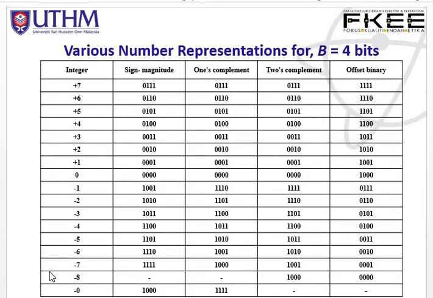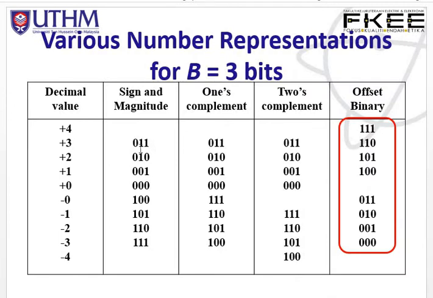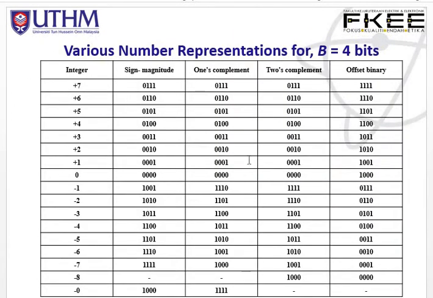Okay, after that, now we look at the various number representations for binary. How many bits is this? If you look here, it is 1, 2, 3, 4, 4 bits. This one is 4 bits, this one is 3 bits, and this is 4 bits. There are a few types: you can use sign magnitude, 1's complement, 2's complement, or offset binary for the coding. So which one to choose?